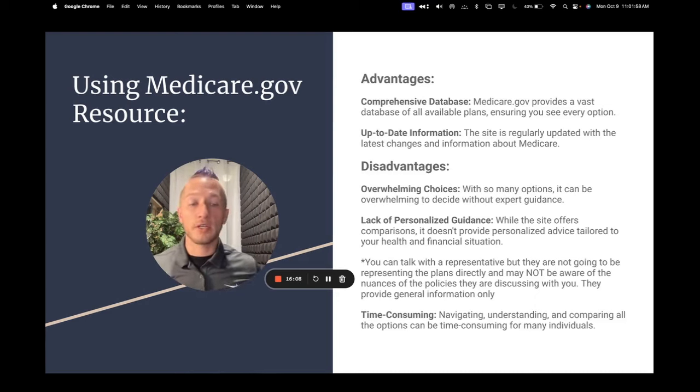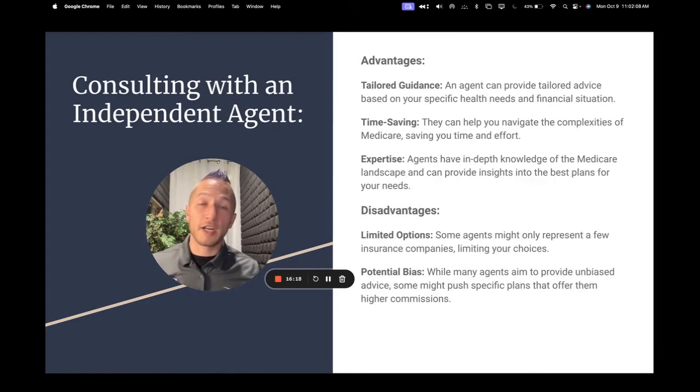So here is some advantages and disadvantages of working with an independent agent versus going to the Medicare.gov resource. The first advantage is you're going to have tailored guidance. You're going to have an agent that's going to be helping you find the best plan based off of your health needs and your financial situation, not just providing you the basic information that Medicare.gov would. It could save you a lot of time, because as long as you are able to provide the agent what they are requesting, they're going to be able to do a lot of the legwork and put a few plans in front of you that might be suitable for your situation.